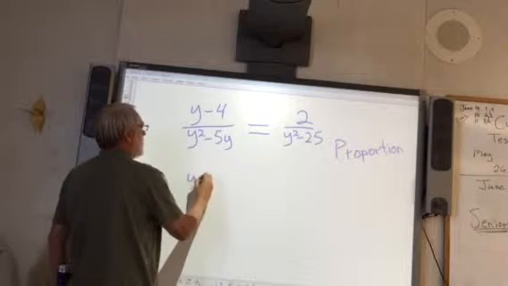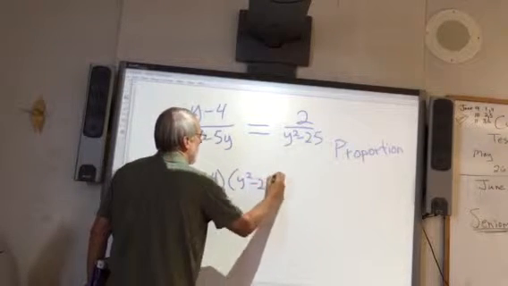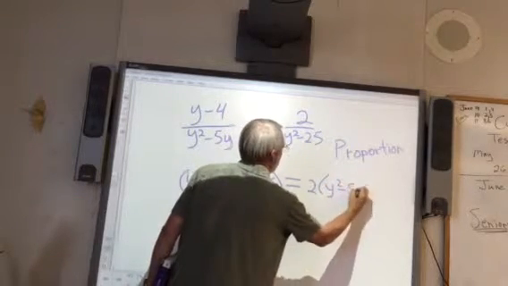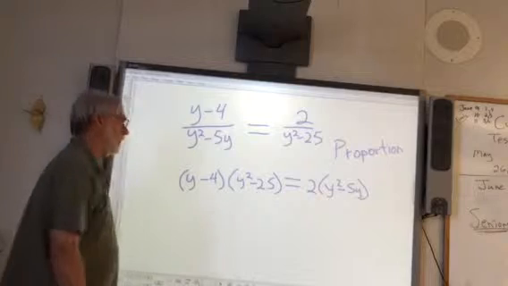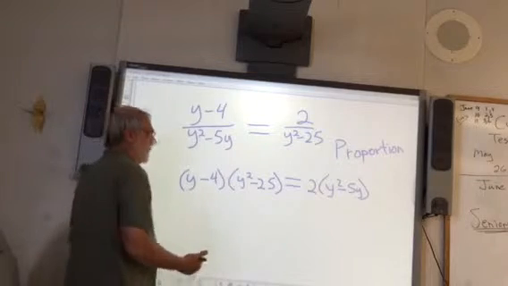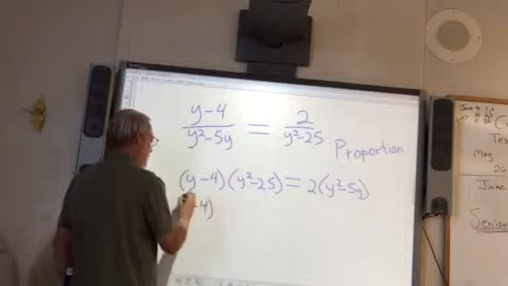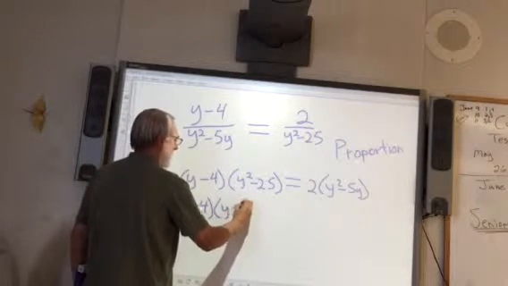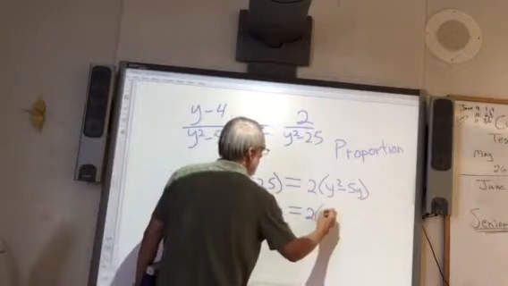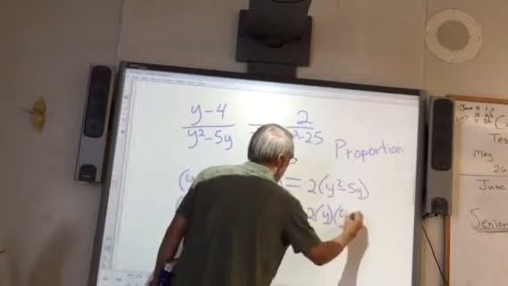So we'll end up with y minus 4 times y squared minus 25 equals 2 times y squared minus 5y. Basically what we're doing is we're using the same concept of multiplying through by a common denominator. We're just doing it in a slightly different way. So this becomes y minus 4. Remember to factor, factor, factor. y plus 5, y minus 5 equals 2 times y minus 5.